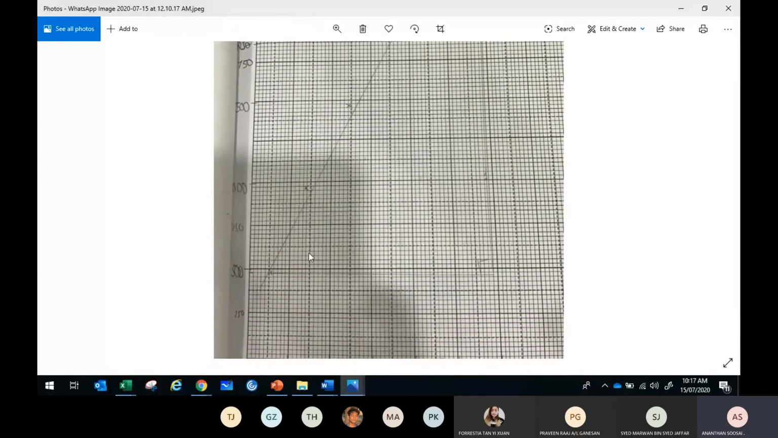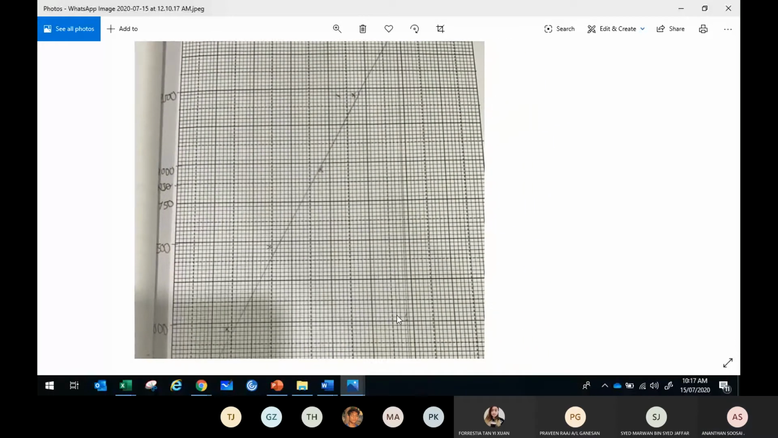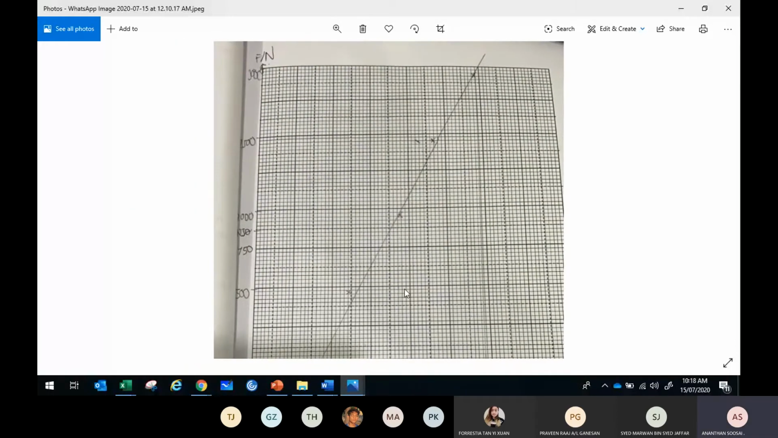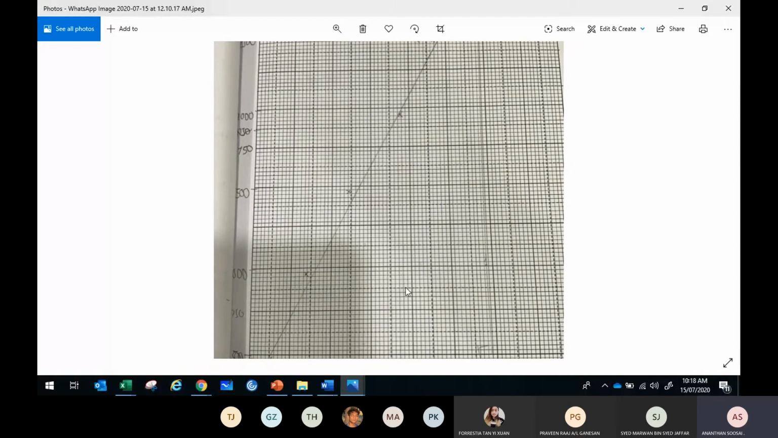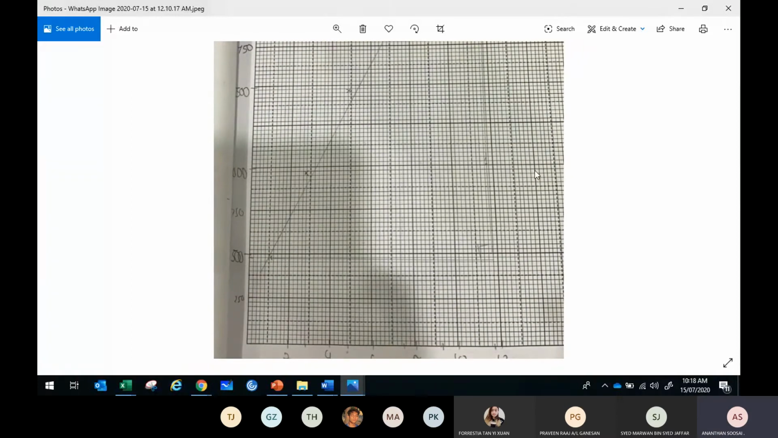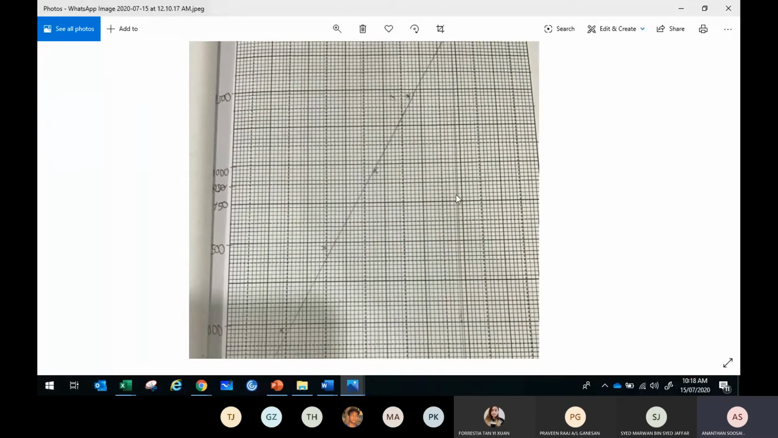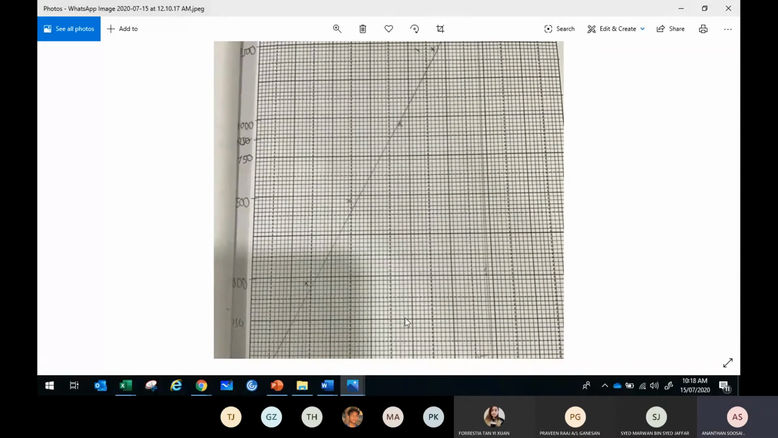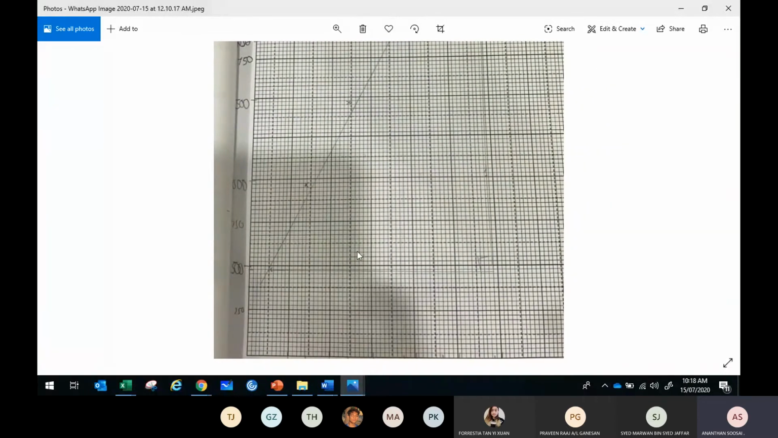Okay, best fit. Can you give mark? Okay, 1, 2, and 3 up. Only 1 down, but 3 up. 1, 2, 3 is up. Only 1 down. So you won't get the best fit mark. You must make another 1 down.